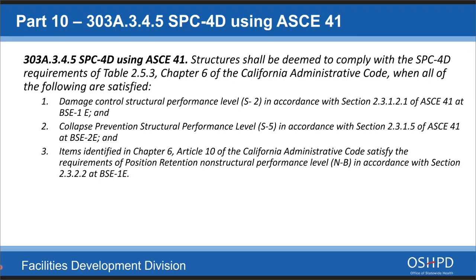So if you meet these criteria, then your building can be classified from SPC1 to SPC2. And then in addition to that, you need to meet the Article 10 deficiencies as specified in the California Administrative Code at the BAC 1E level. So those are the criteria to be satisfied. And if you do that, then your building can be reclassified from SPC1 or SPC2 to SPC4D. Now, next slide.